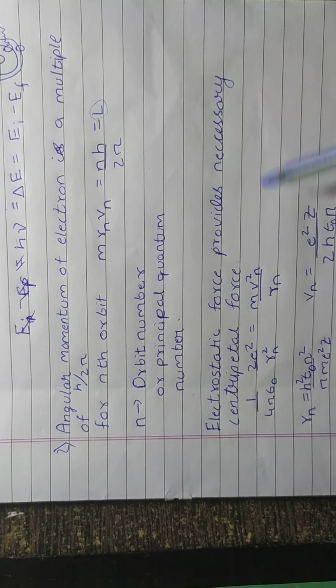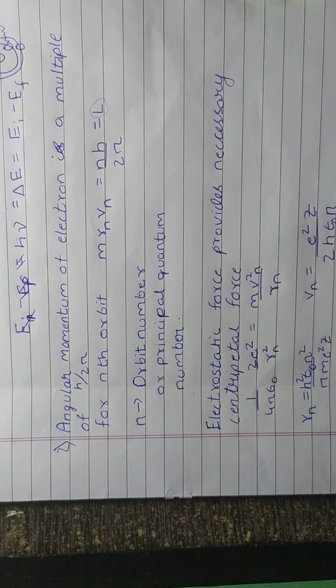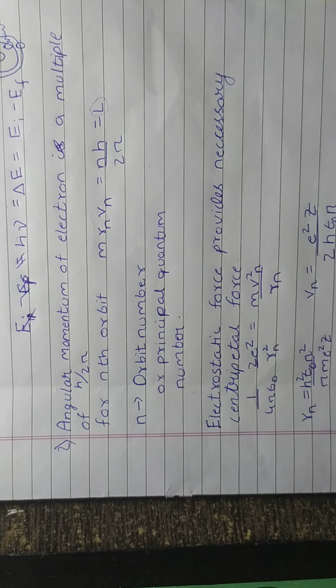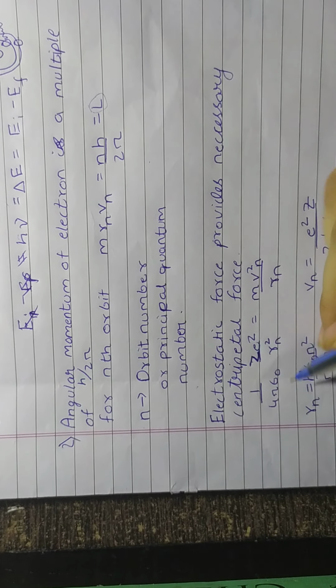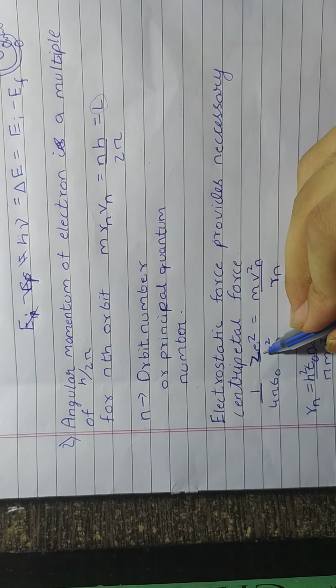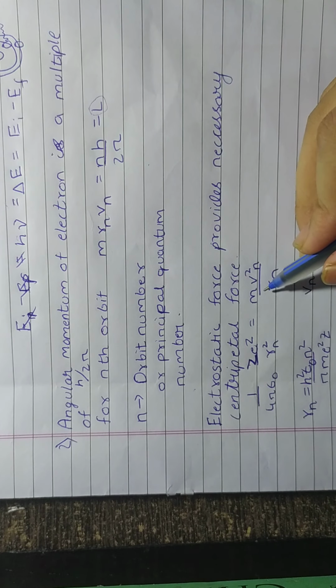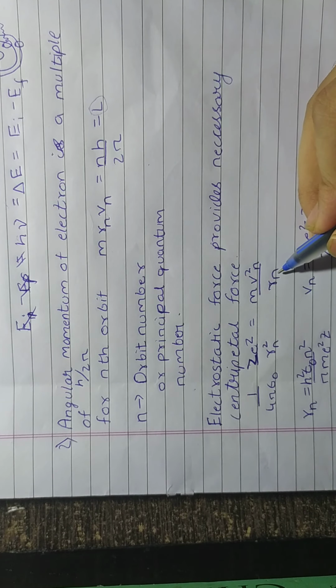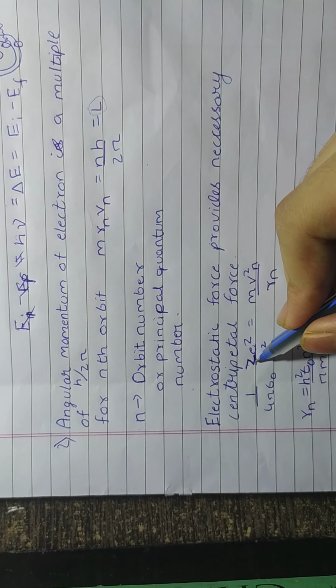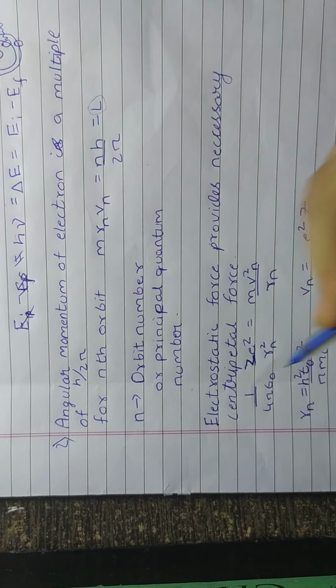Electrostatic force provides necessary centripetal force for the revolution of electron around the nucleus. You can write the equation as 1 upon 4 pi epsilon naught Ze square upon R square is equal to mv square upon R, where Z is the atomic number of the element.